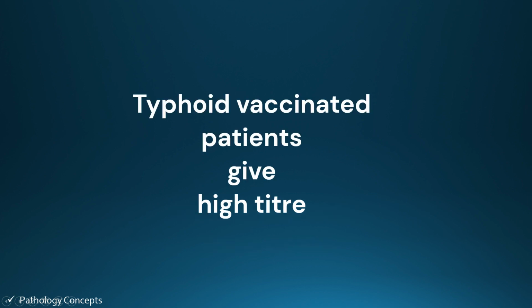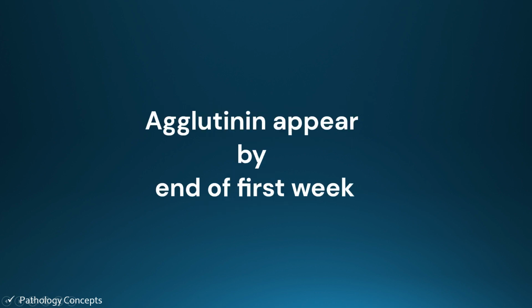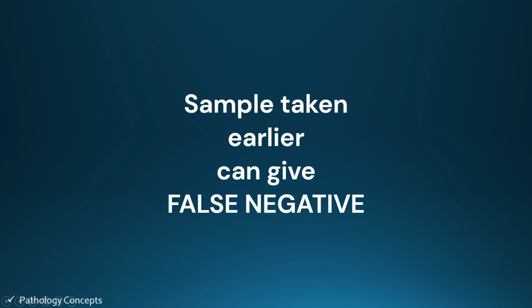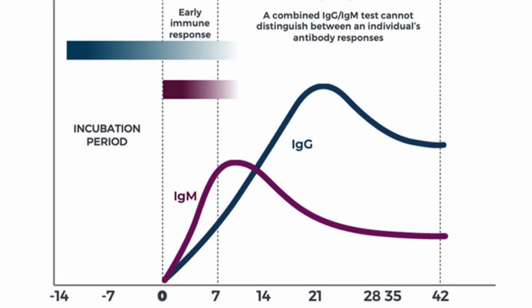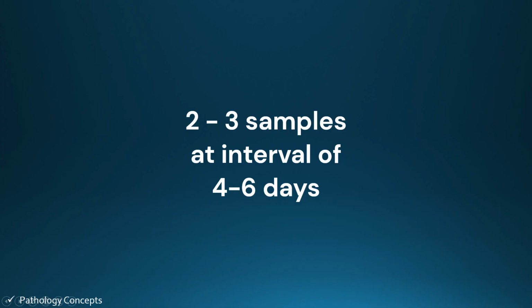The typhoid vaccinated patients may show high titer of antibody to each of the antigens. Agglutinin usually appears by the end of the first week of infection, and if the blood sample is taken earlier, then it can give negative result. A rising titer is more significant than a single high titer. It is therefore necessary to evaluate 2 or more serum samples taken at 4 to 6 day interval after the onset of disease.